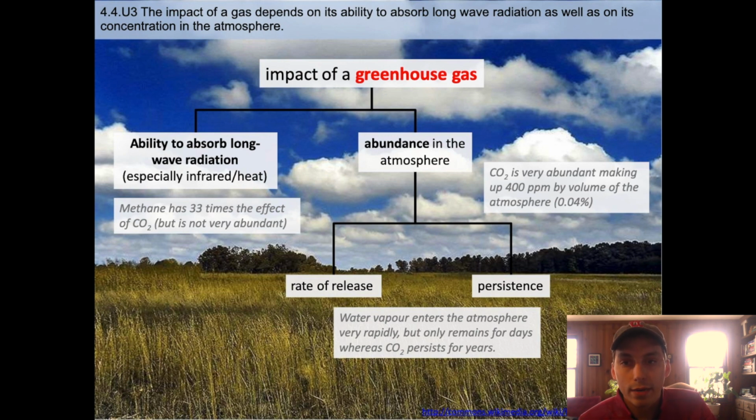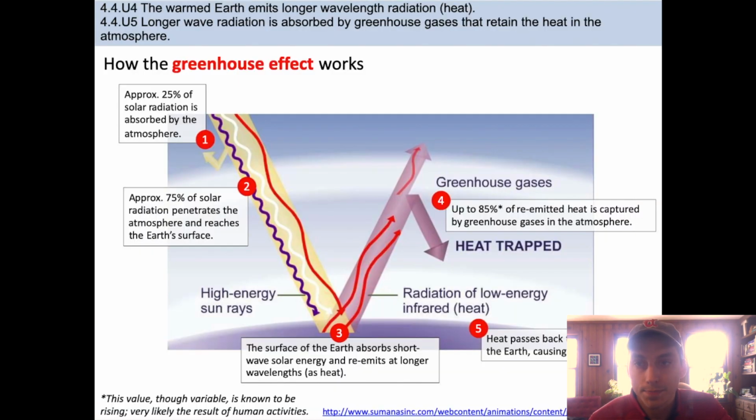So the impact of a greenhouse gas breaks down into two things: ability to absorb radiation and its abundance in the atmosphere. Methane, really good at absorbing long-wave radiation, but really low abundance. Water vapor, abundant rate of release, but it doesn't persist for very long, even though it's pretty good at absorbing long-wave radiation. Carbon dioxide, high ability to absorb long-wave radiation and high abundance in the atmosphere. So that's why it's the primary one we talk about. It is high in both of these categories. Really good at absorbing long-wave radiation and very abundant in the atmosphere.